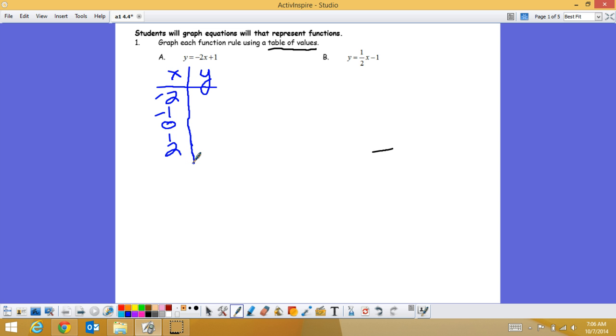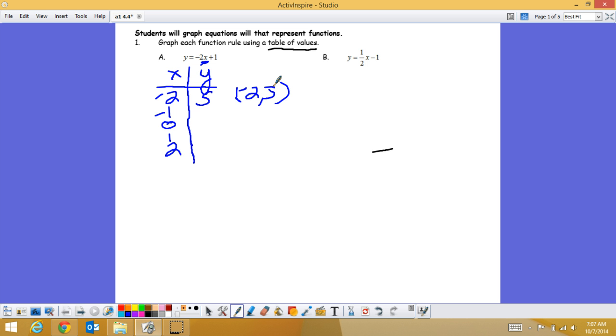To start with some values, we're just going to substitute these values in for x and find y. For example, when we substitute -2 in for x, we just follow order of operations. So -2 times -2 is +4, plus 1 is 5. So when x is -2, y is 5. What that gives us is an ordered pair that is on the graph. We know that this graph goes through the point -2, 5.